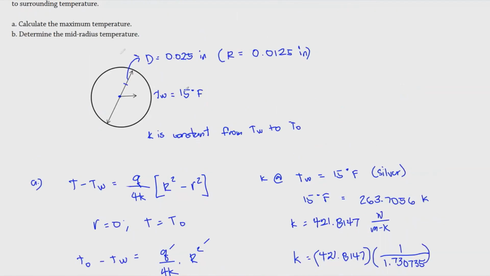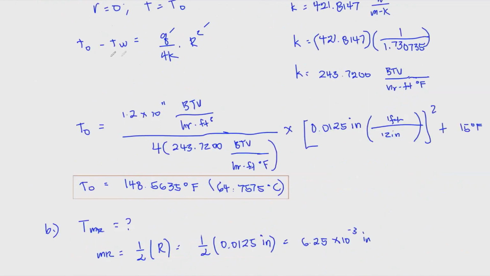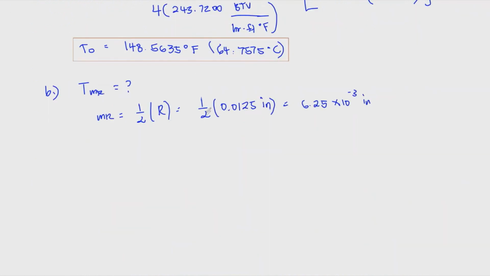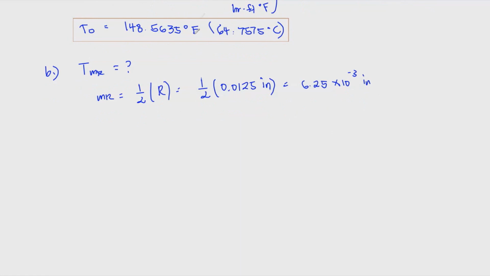Now, in this case, I am asked to find the temperature at the mid-radius. So we're not dealing with the center now, we'll be dealing with this mid-radius. So we'll be using the same formula again, the one that we used in the first part. So we have T minus TW equal to Q over 4K, multiplied by the outer radius squared minus whatever R that we have here.